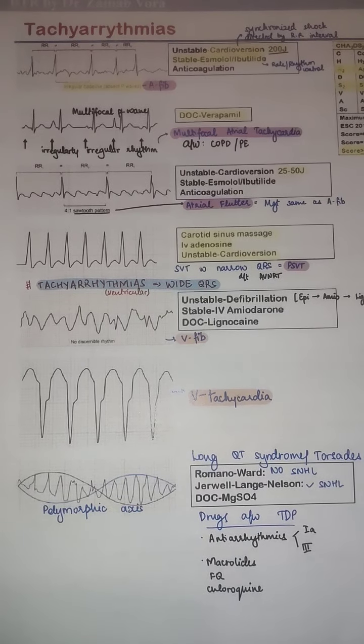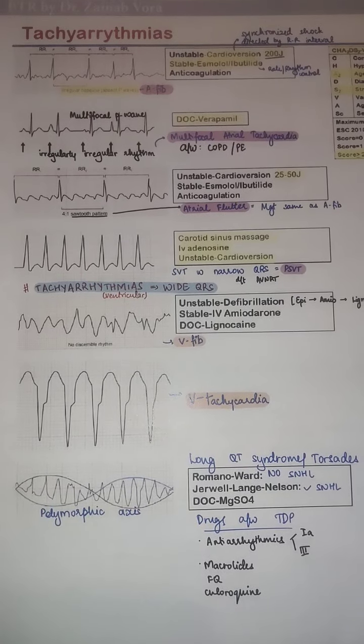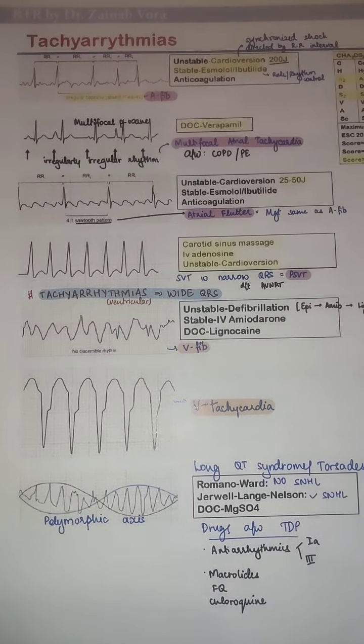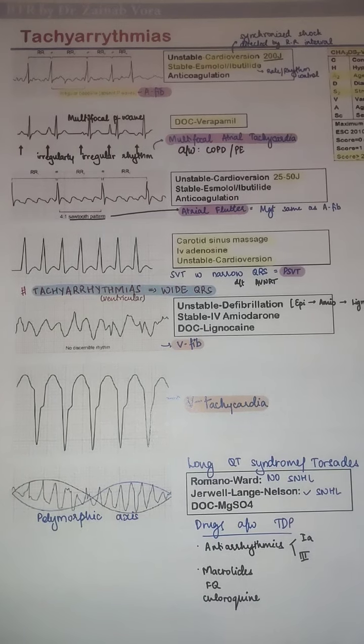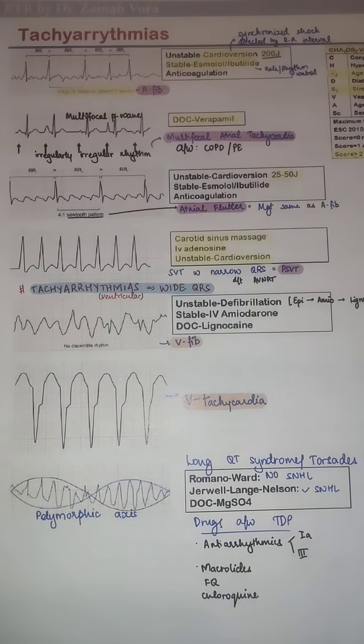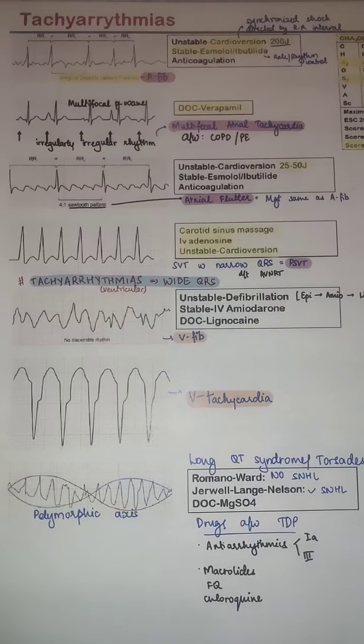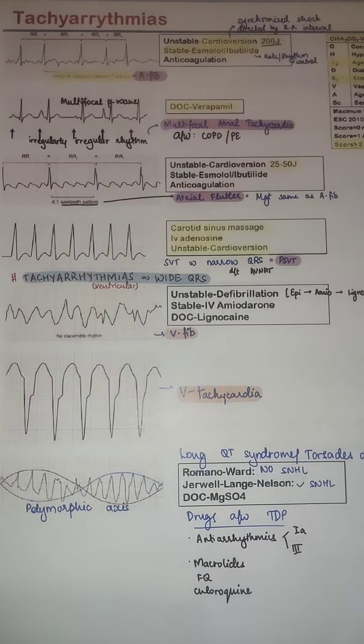So these are the most common types of tachyarrhythmias. First we have seen atrial tachyarrhythmias, then ventricular tachyarrhythmias. In atrial tachyarrhythmias we have seen atrial fibrillation, atrial flutter, MAT and SVT. In ventricular tachyarrhythmias we have seen ventricular fibrillation, ventricular tachycardia and long QT syndrome, Torsades de pointes.